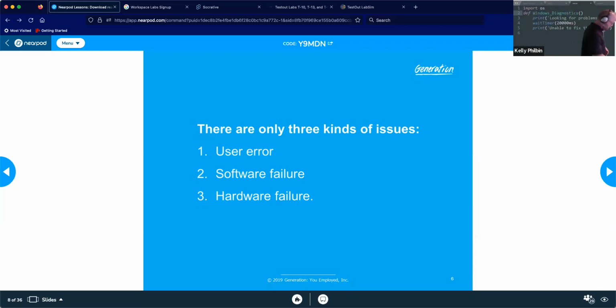Hardware failures are actually significantly more rare than people would think. Software issues are the second most common. And then lastly, wrapping up, is hardware.